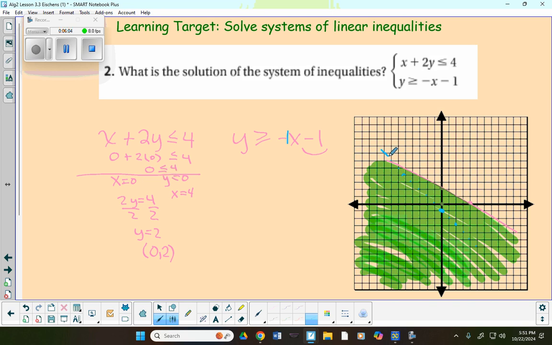And then this one is a solid line also. So that looks like this, and it says y is greater. So it's going to be this area here, and so it's everything above the line.